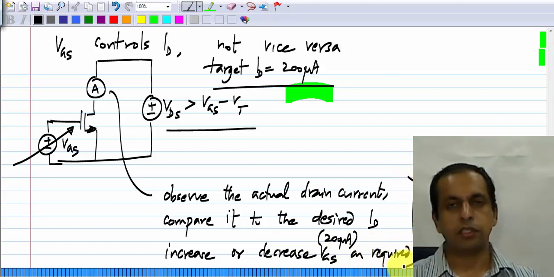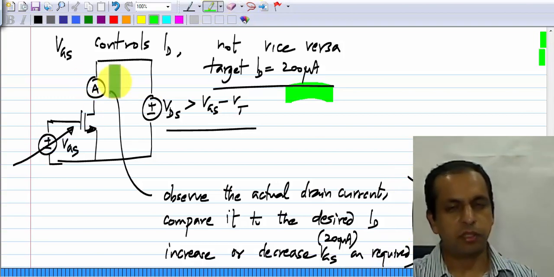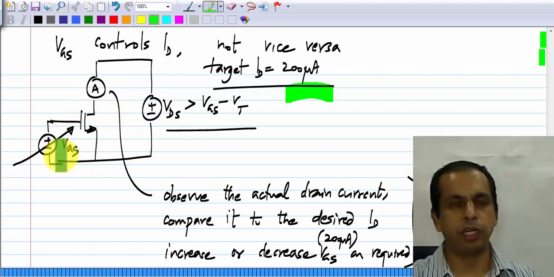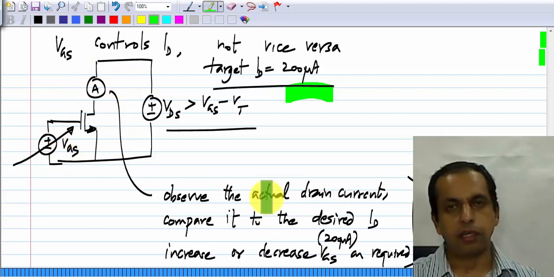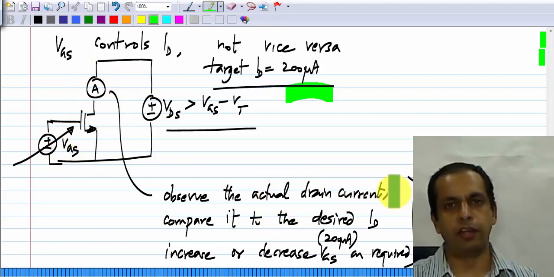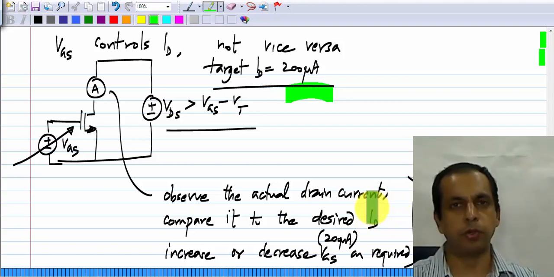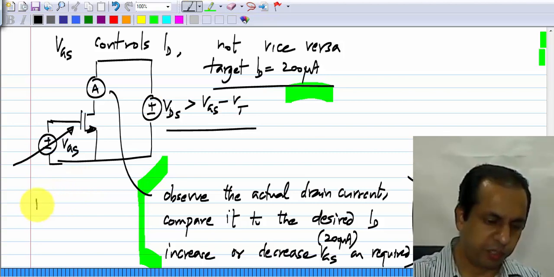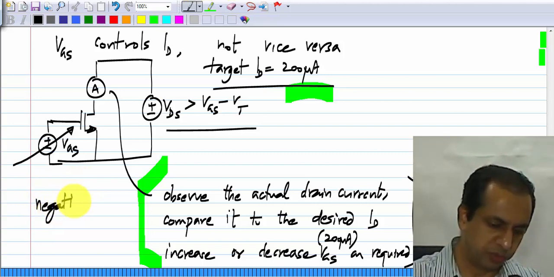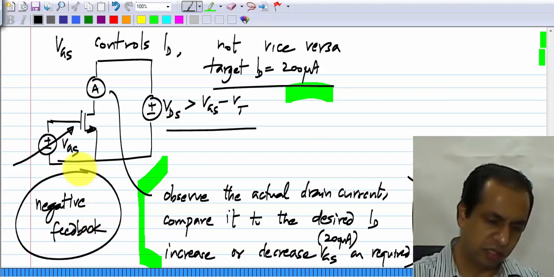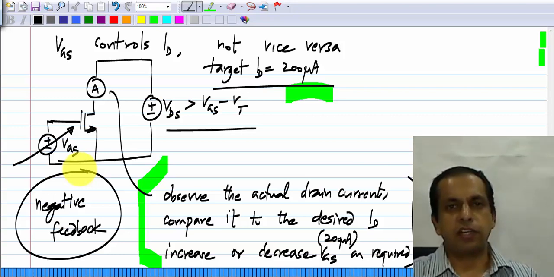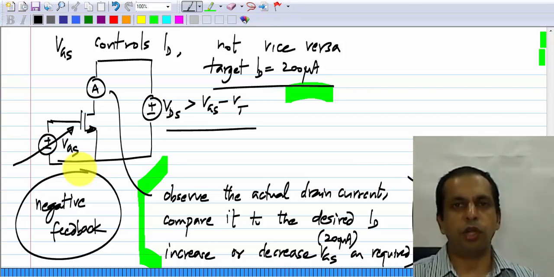Okay. So in other words, I have to look at the output, which is the drain current, and control the input, and I have to do it in such a way that the error between the actual drain current or the actual value and the desired value becomes smaller and smaller. Okay. In other words, this whole process is known as negative feedback, and this is what I need to use.